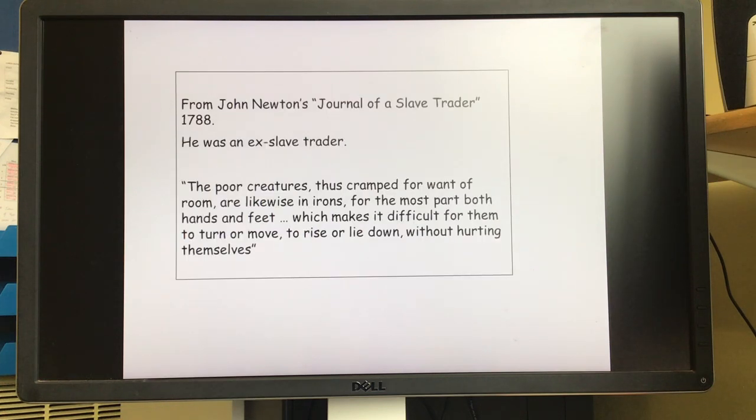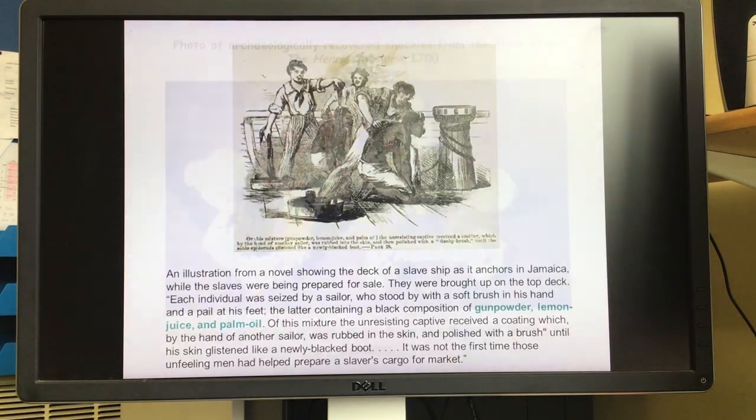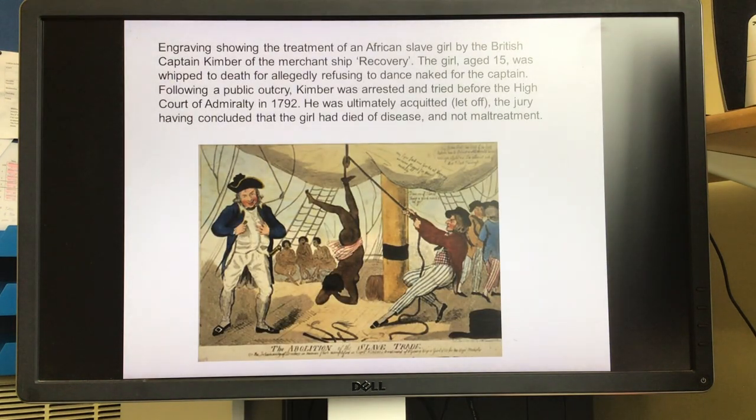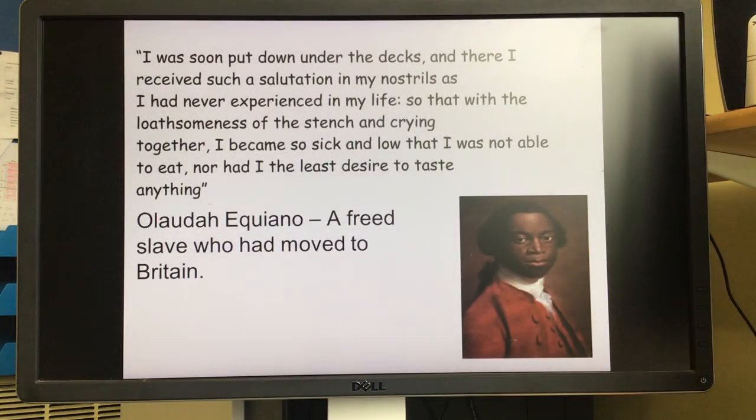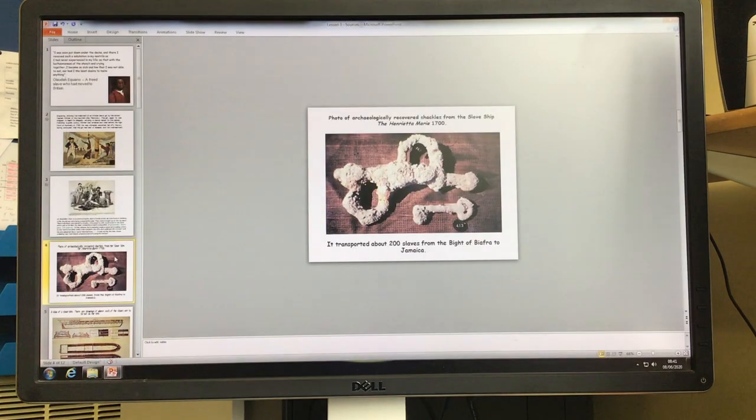And then obviously an ex-slave trader as well, who makes an honest assumption there as to what it was like. A neck shackle, which was used to punish slaves. So all of these you can work through. A slave being cleaned down before auction in a disgusting way. So you can take a look at these. It's not nice how they are being treated, and I'll put these on Show My Homework to help you with your little activity there that I want you to do. Okay, so they're going to go up on Show My Homework.